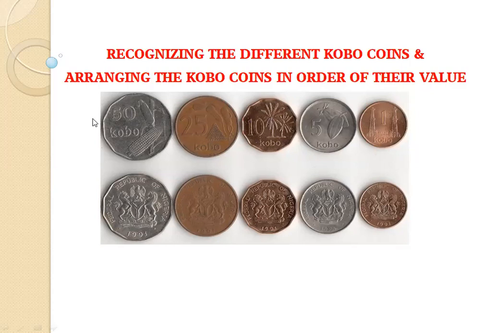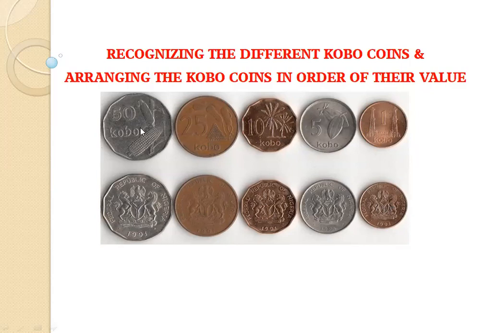So for this, I'm arranging in descending order. That's from the biggest kobo to the smallest one. So I have 50 kobo, 25 kobo, 10 kobo, 5 kobo, and 1 kobo. This is the front and this is the back of that coin. This is 25 kobo, this is the back. This is 10 kobo, this is the back. This is 5 kobo, this is the back. 1 kobo, this is the back.